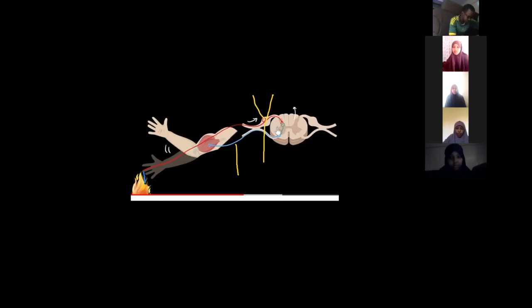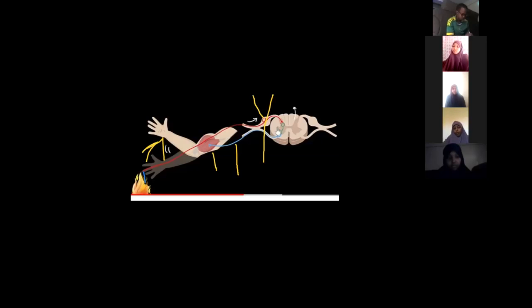We say that the motor neuron takes impulses from the CNS to the effectors. The effectors here are the bicep muscles. Once they receive the impulse, they contract, and that makes you withdraw your hand from the hot object. It is called motor because it makes you have some movement. Motor always brings about some movement. So that is where the name came from.